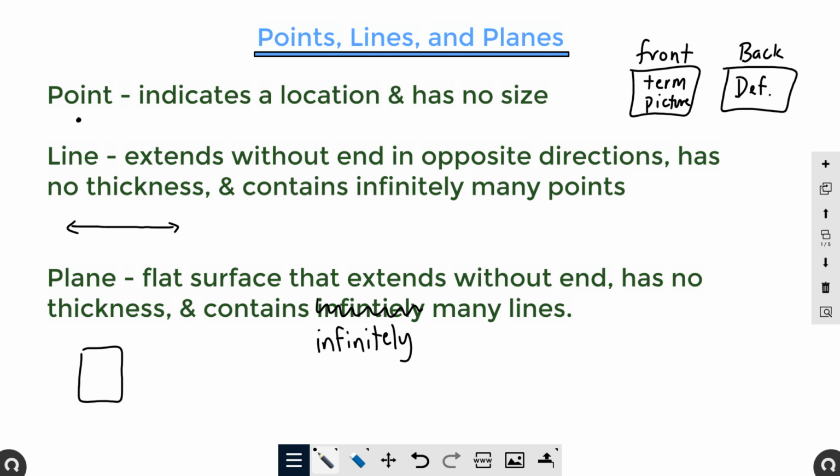When I think about a plane, I a lot of times think about a piece of paper, but you can also think about the walls in the room. They're all planes. The ceiling, the floor, these 4 walls are all planes. But imagine you have a piece of paper and it just extends everywhere and keeps going. It's a flat surface.